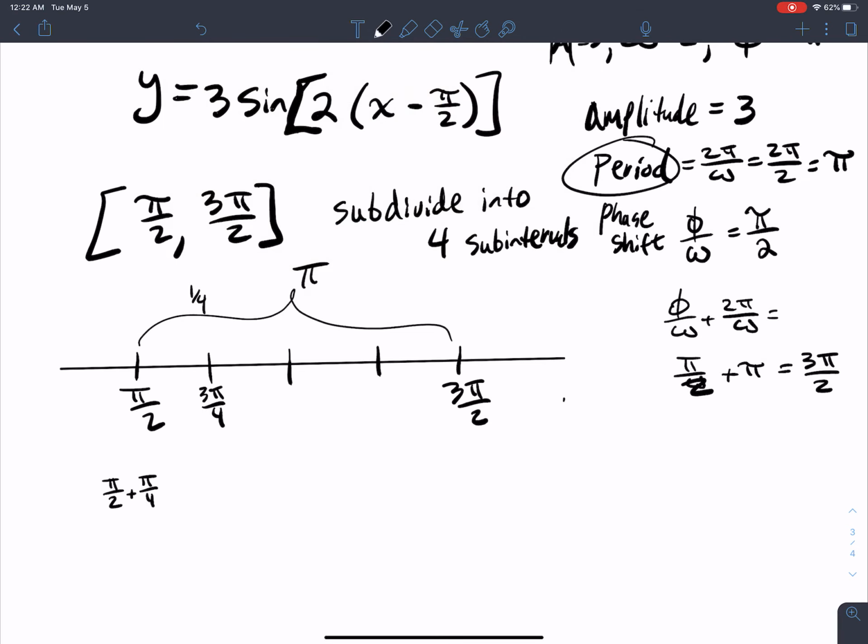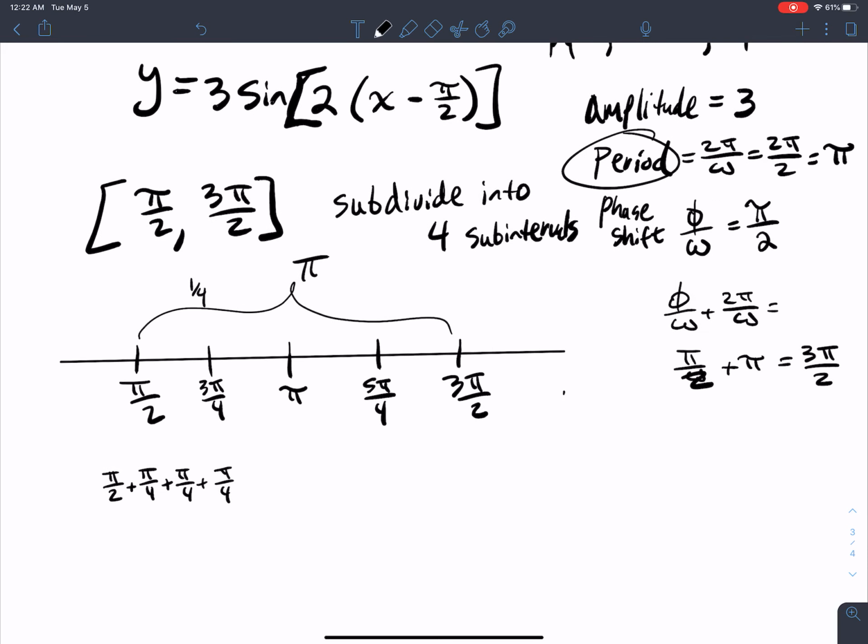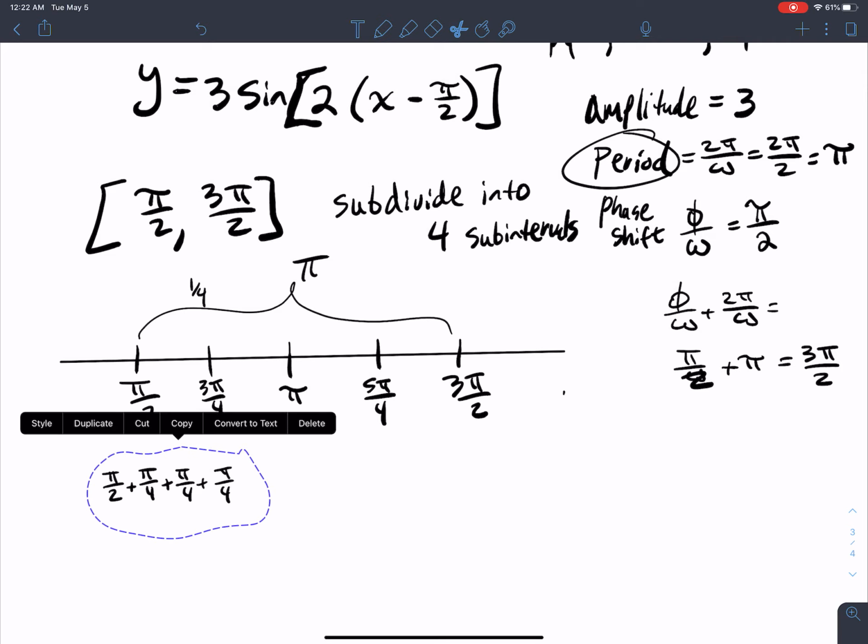over 4. The next one, if I add a fourth to that, I get pi, because a fourth and a half and a fourth makes a whole. That's pi. Okay. And then if I add a fourth to pi, I get 5 pi over 4. Okay? So hopefully you're good to go with that.